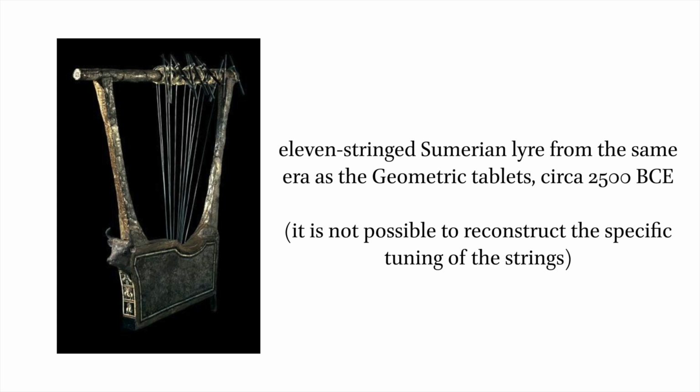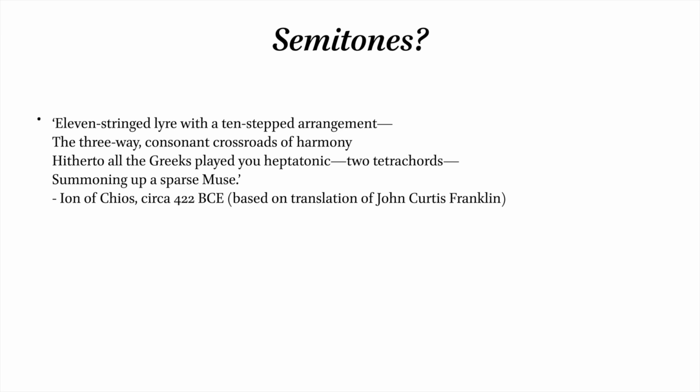This is one of the oldest quotes that we have on music theory. "11-stringed lyre with a 10-stepped arrangement. Hitherto, all the Greeks played you heptatonic, summoning up a sparse muse." That is, Ion of Chios, who died in 422 BCE. Now, to be clear, there is a time gap here, equivalent to the entire history of Christianity. But it is very clear that he is referring to a lyre that is tuned in semitones, 11 semitones. And he is complaining that the Greeks will only use 7 of them at a time on a heptatonic scale, and he finds this boring.